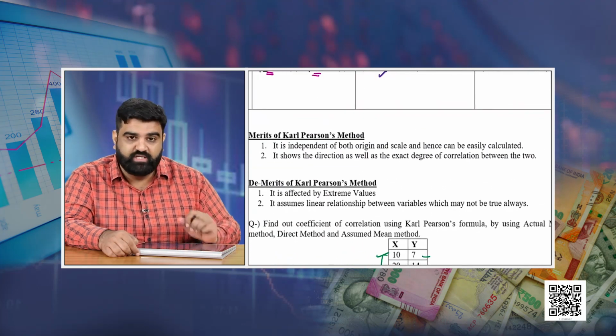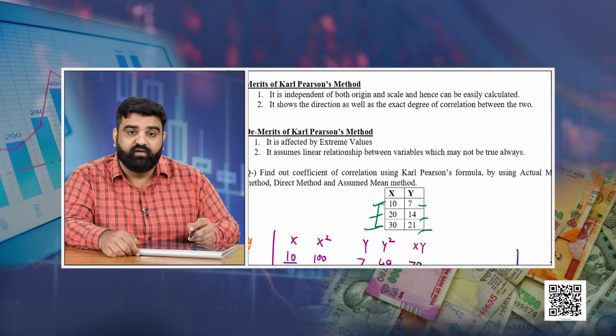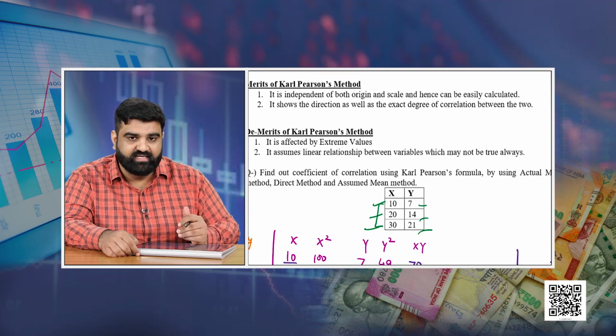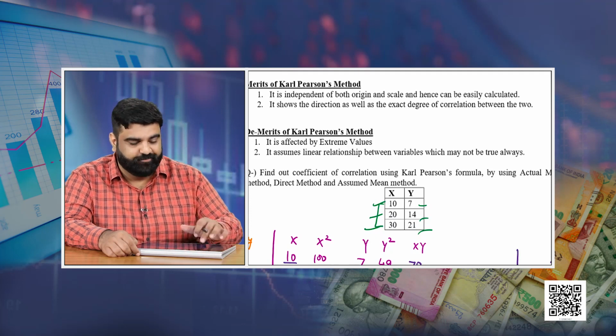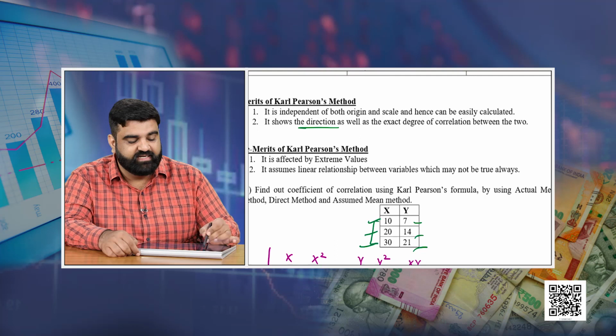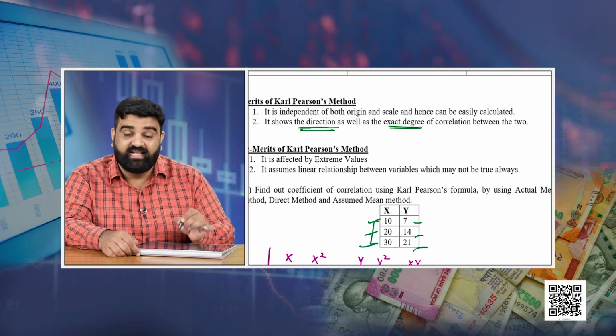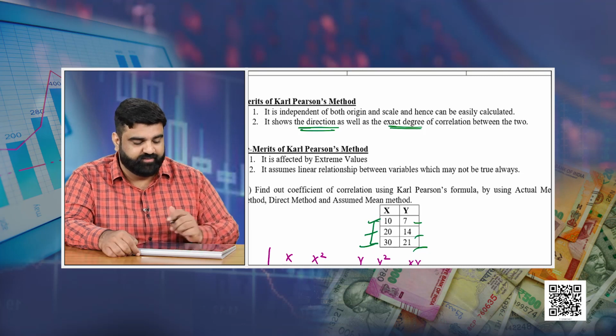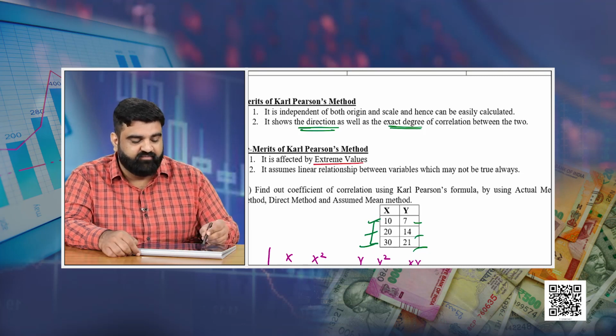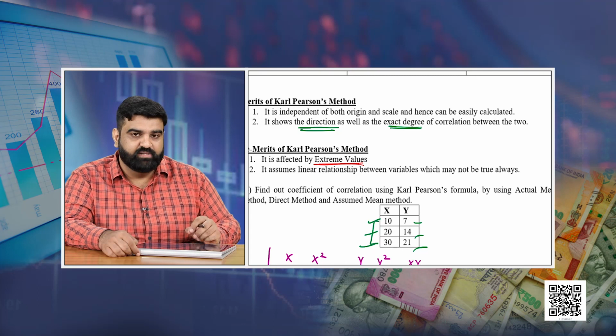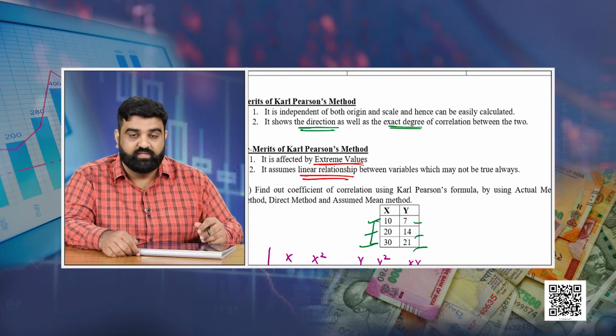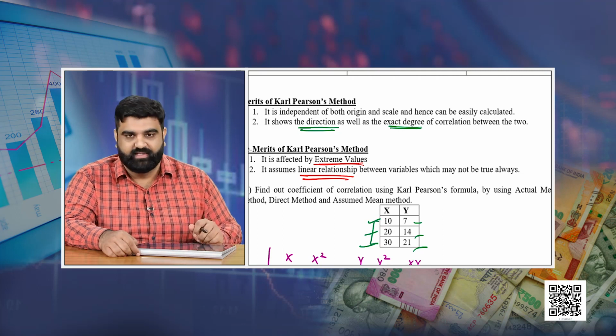Similarly, I can also change the origin, means that if I add a specific number to the series, I will still get the same answer. Then we have, it shows the direction, that means the positive or negative sign, as well as the exact degree, that is the coefficient. But it is affected by extreme values because we have to calculate mean. So, there is a role of the mean there and it assumes a linear relationship, which may not be true in all the series.